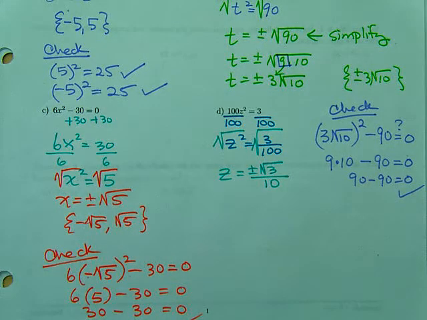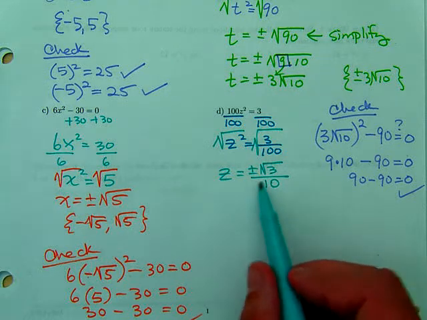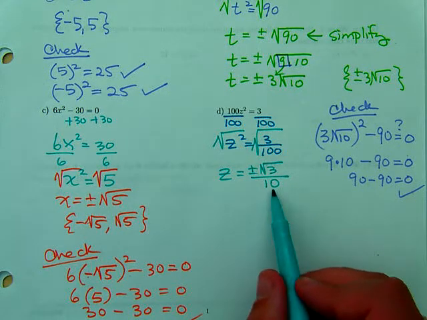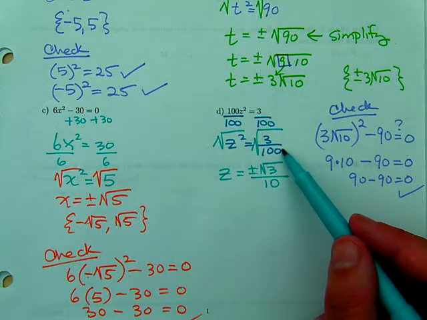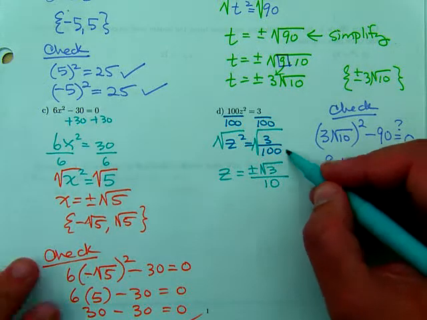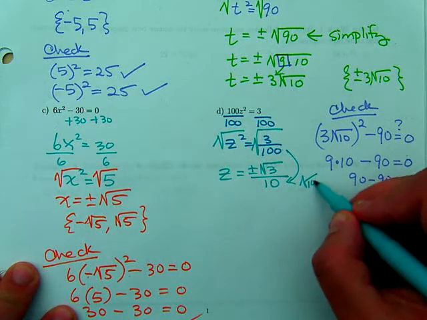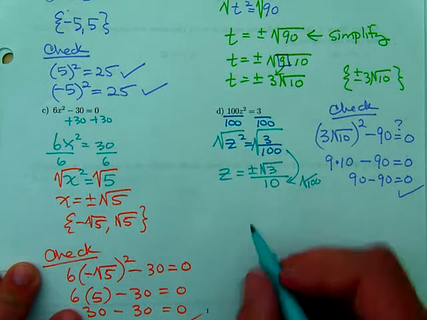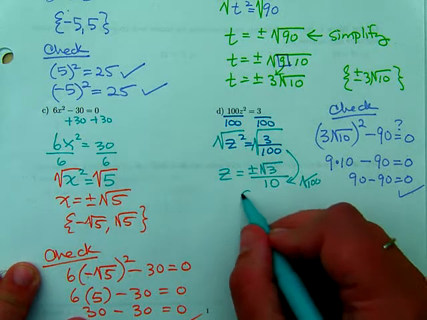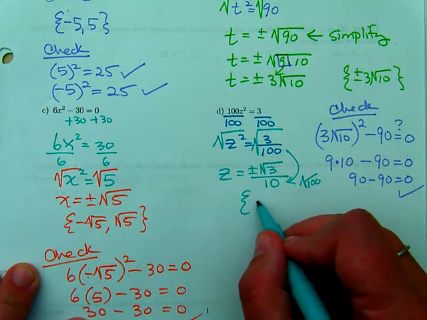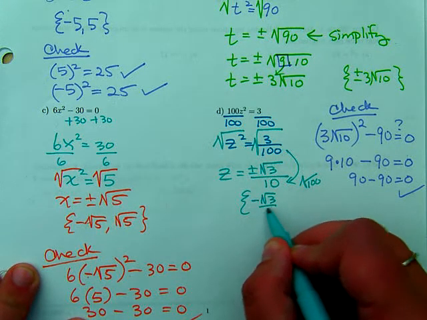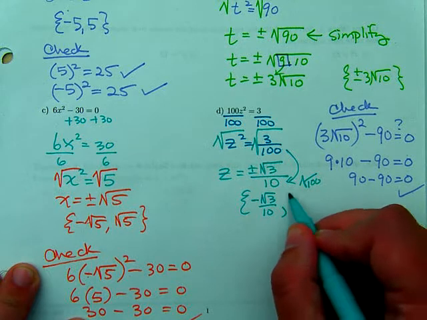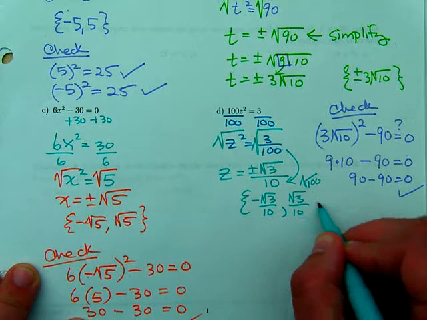Okay, we were talking before about rationalizing the denominator. Here we don't need to rationalize the denominator because it is a rational number. I skipped a step in between. I took the square root of 100, which is what gave me 10. Okay, so again, we can put that in set notation. So we have the negative square root of 3 over 10 and the positive square root of 3 over 10.